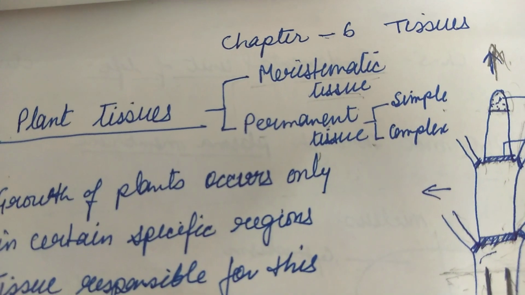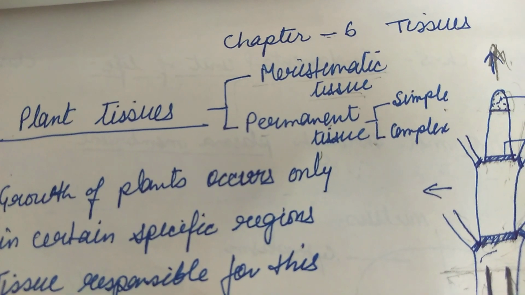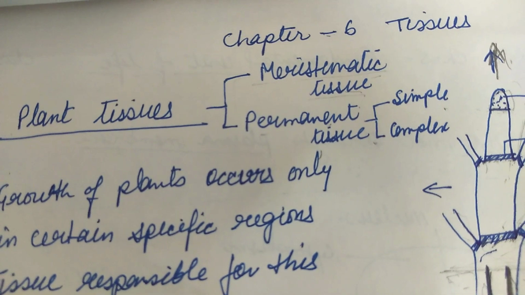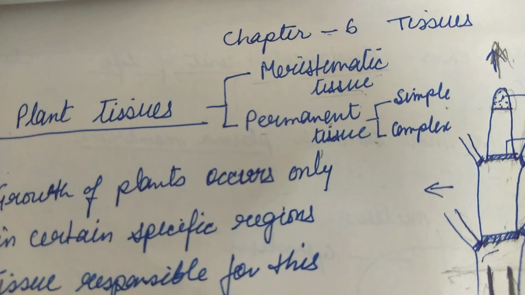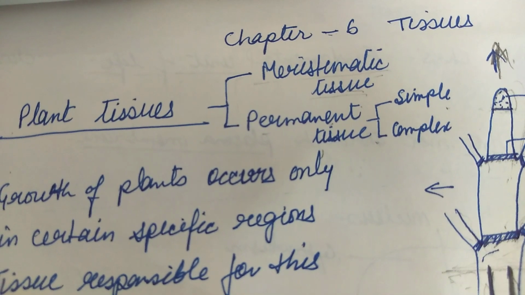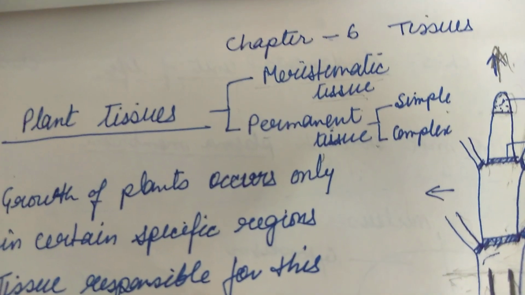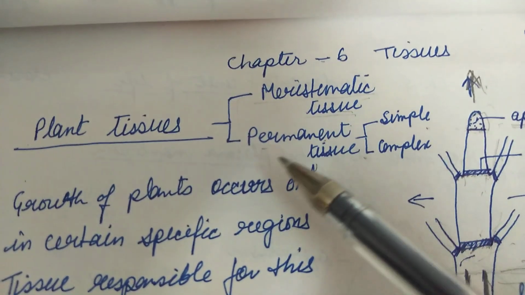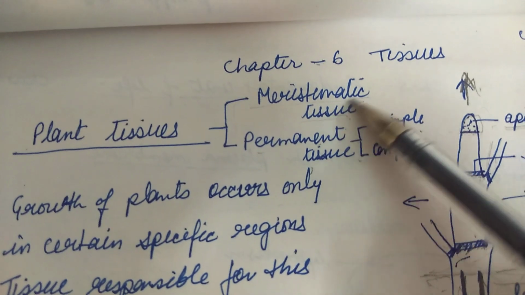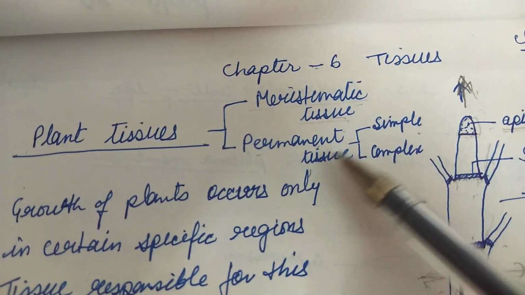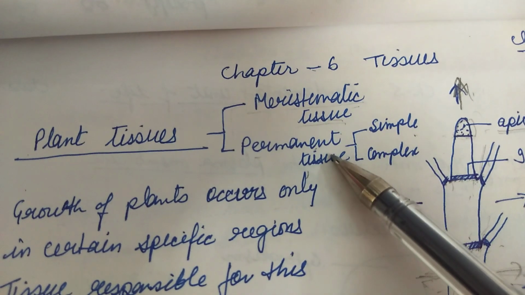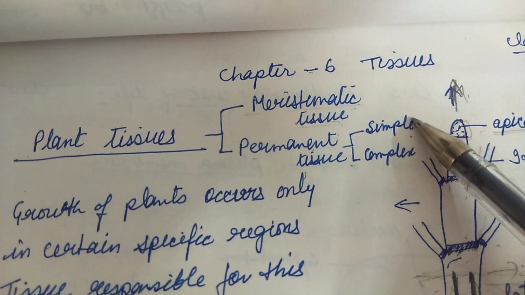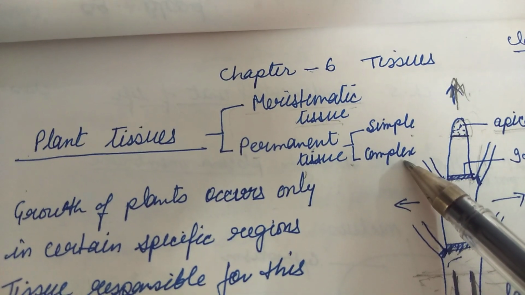So in this video we will study more about tissues. In previous videos we have studied what tissues are and how in plants these tissues are classified. In plants, tissues are classified as meristematic tissues and permanent tissues. We have studied meristematic tissues, and the permanent tissue is further classified into simple permanent tissues and complex permanent tissues.